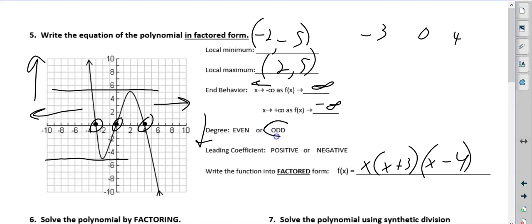Okay, so this is a cubic, so it's 3. The lead coefficient is positive. Okay, so there's a positive 1 here. And that's it.